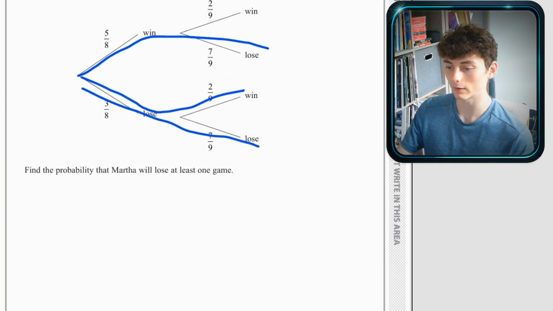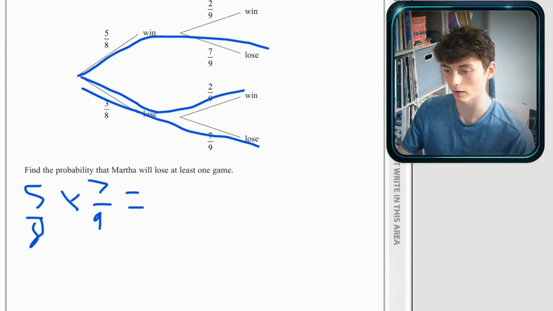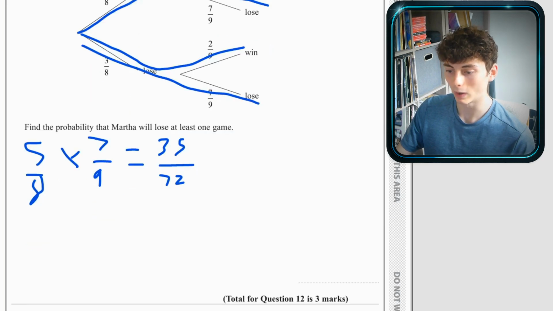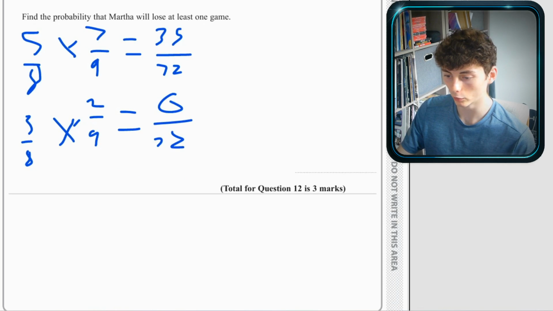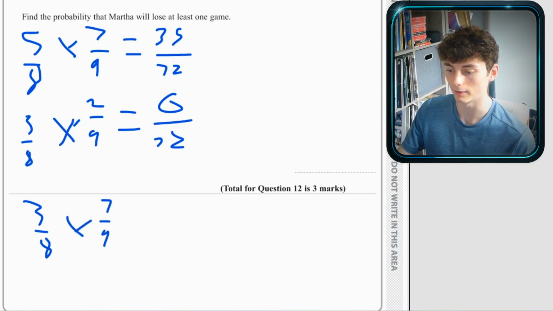So the way we would work this out is the first one, the win, lose, we do 5 over 8 multiplied by 7 over 9, and that gives us 35 over 72. So now let's do lose win. That will be 3 over 8 multiplied by 2 over 9. And that will give us 6 over 72. And now let's do lose lose, which would be 3 over 8 multiplied by 7 over 9, which will give us 21 over 72. And now all we have to do is add 35, 6 and 21.